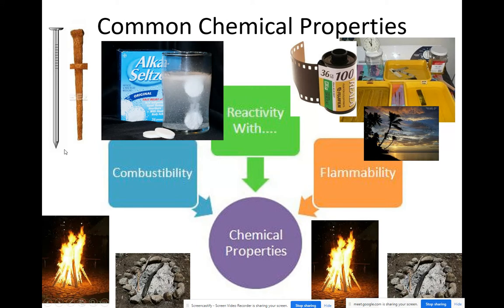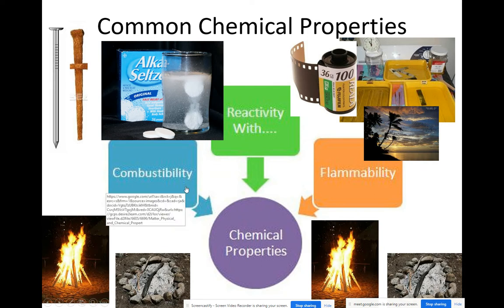So common things that you'll see here are those items that I'm showing you right now. So the combustibility. So we see the ability to combust or spontaneously spark into flame. Reactivity with water, like we see with the nails or the Alka-Seltzer, with light, like we see with the film. All right, or flammability, that ability to burn.